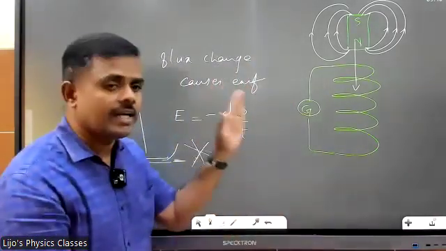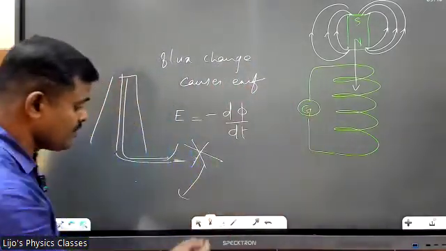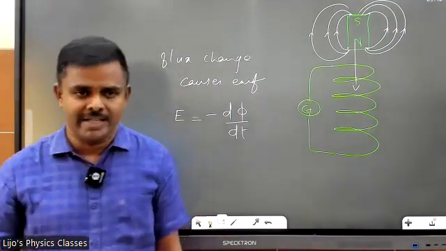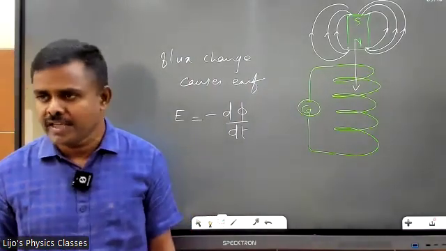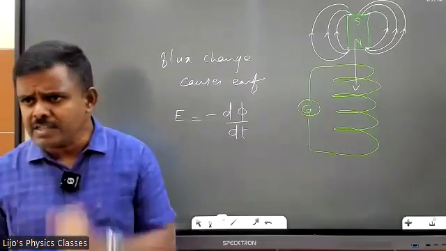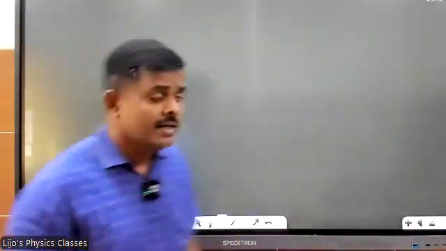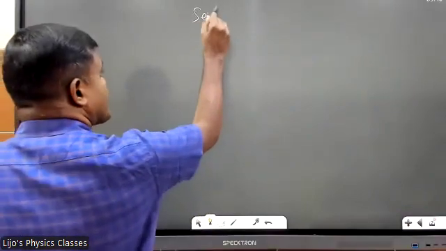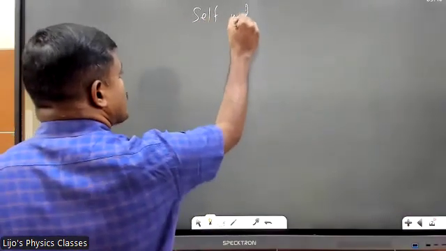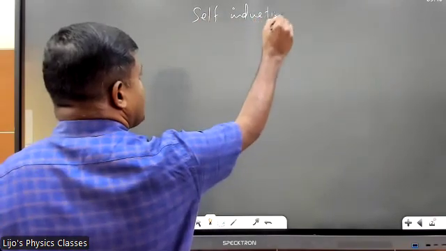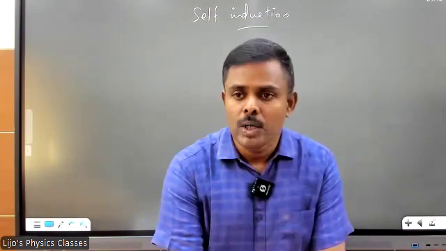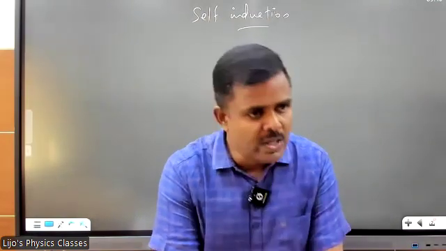So flux change creates an EMF. And what is the equation for EMF? EMF is given by minus d phi by dt, the negative rate of change of flux. That is the first point. Now I'll tell you something. There is something called self-induction. I told you about electromagnetic induction, and it is further classified into two: self-induction and mutual induction. I'll tell you one by one.